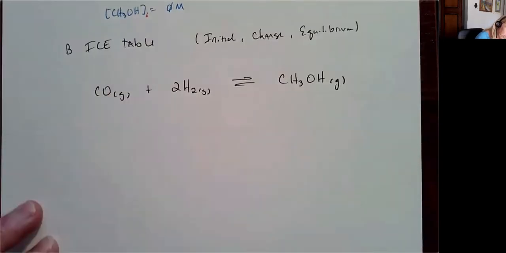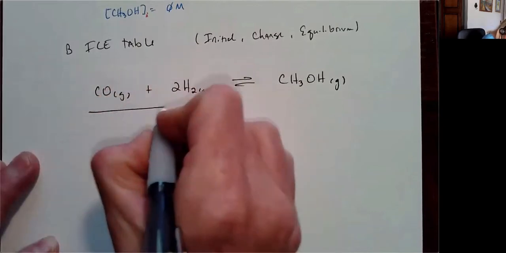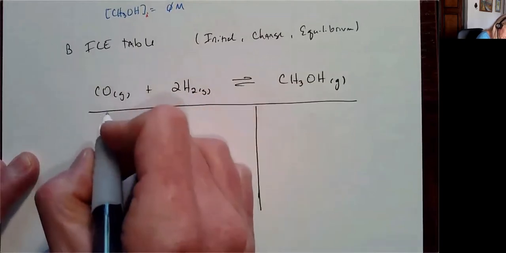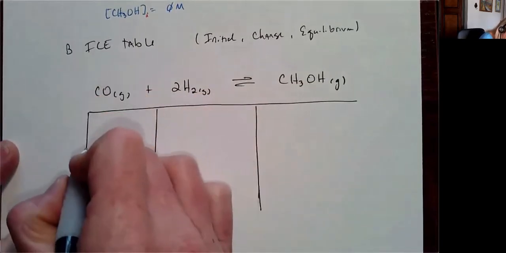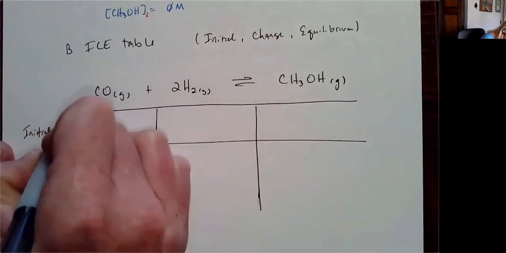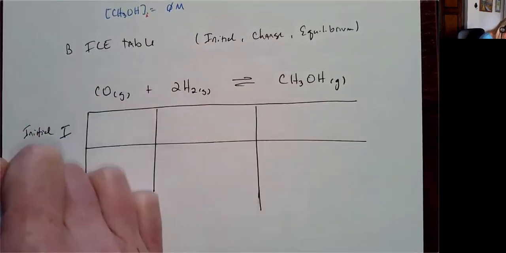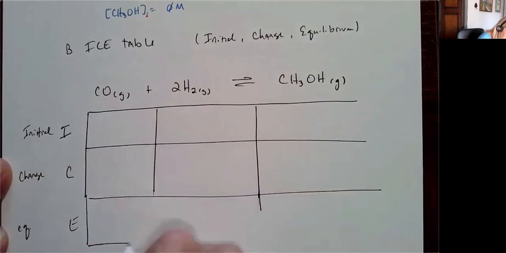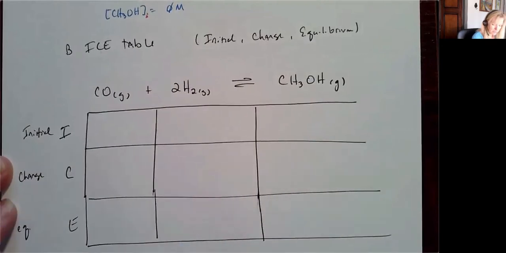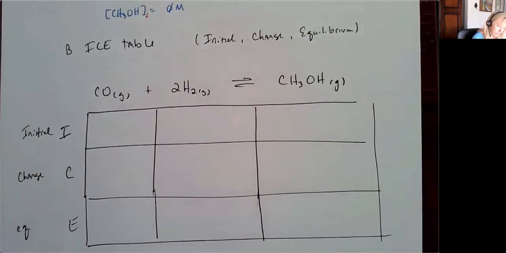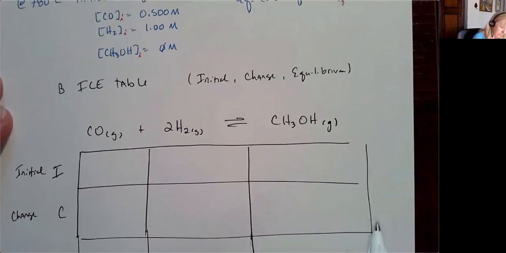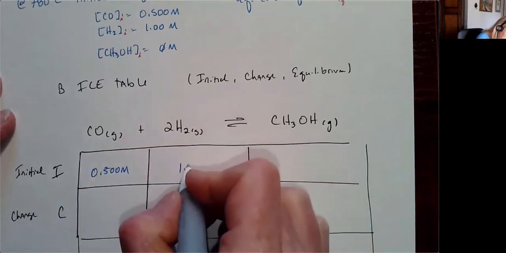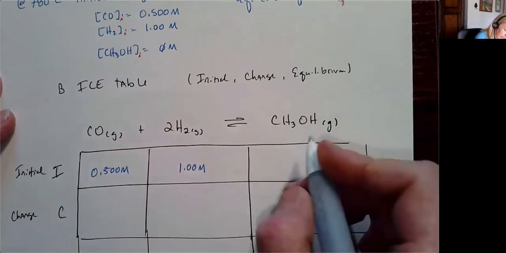So I'm going to draw a line here. This is going to be my header. I'm going to deal with something for methanol, something for hydrogen, and something for carbon monoxide. I'm going to have an initial set of conditions, this is my I in ICE. I'm going to have a change, that's my C. And then I'm going to have equilibrium. So what happens once I've reached equilibrium here? This is my table. All right, my initial concentrations, I'm just going to fill these values in. So CO is 0.500 molarity, H2 is 1 molarity, and CH3OH is 0 molarity.